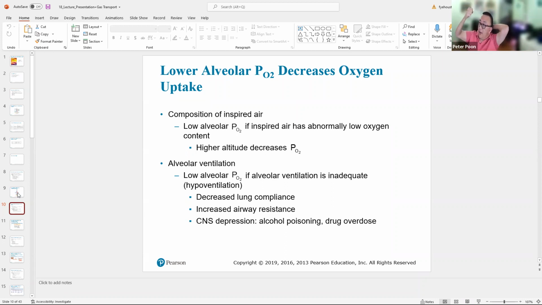Second is increased airway resistance. Your airway can become compromised. Not that your lungs are perfectly fine, but if you can't get air into your lungs, that's a problem. So think asthma. And last, CNS depression, alcohol poisoning, drug overdose, where you're simply not breathing.